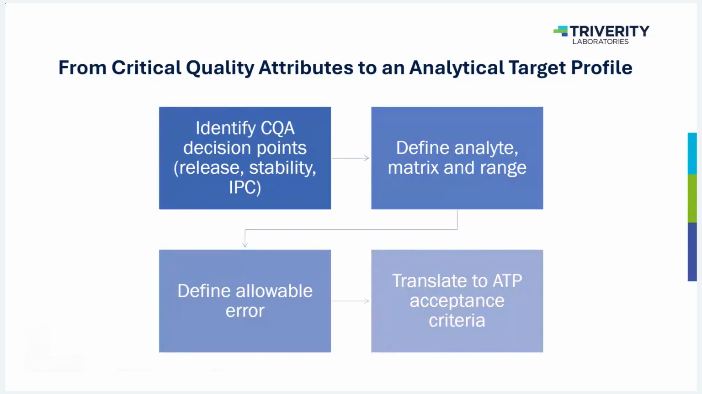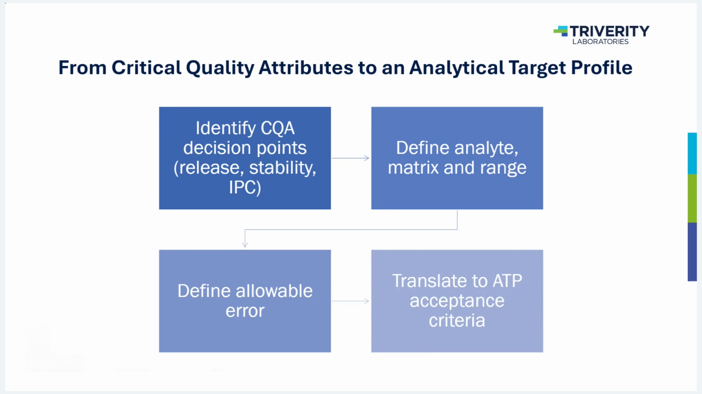So where the method validation fits in the QbD: you identify your CQA decision points. So are you testing at release? Probably you're testing at stability. Do you have any in-process controls? Where are you going to be utilizing this method? Then you need to define what your analytes are, what your matrix is, and what the range of the method has to be.